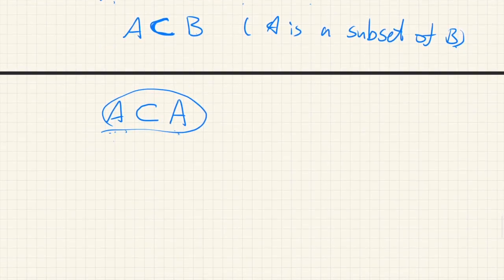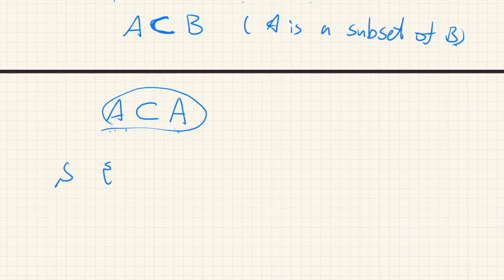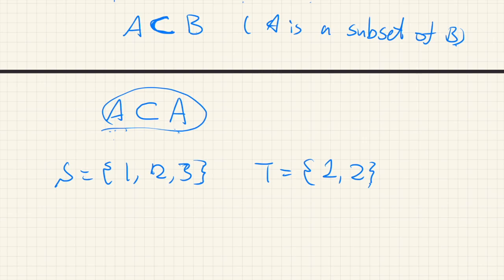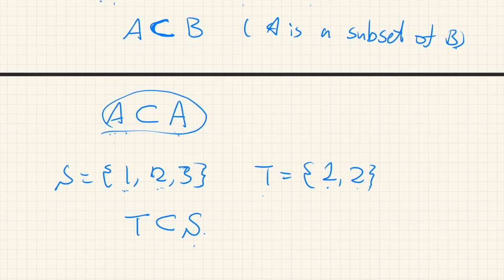So let's see an example. Again, let's consider S, 1, 2, 3. And let's say T is a set consisting of 1 and 2. Then every element of T, 1 and 2, is an element of S, right? So this means T is a subset of S. Or we can say S is a superset of T. Vice versa. A is a subset of B, B is a superset of A. Same thing.